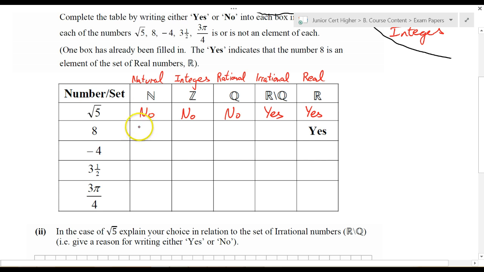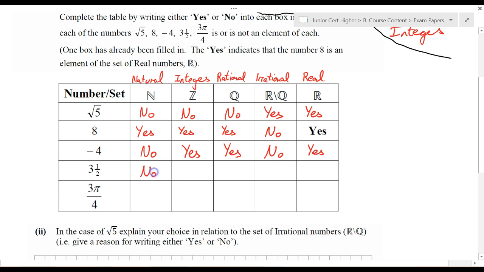8. 8 is a positive whole number, so it is an element of the natural number set. 8 is also an element of the set of integers. 8 can also be a rational number, so it's yes there also, and it's not an irrational, so we put a no there. Negative 4 is not a natural number. It is an integer. It is also rational. It is not irrational, and of course it is real.